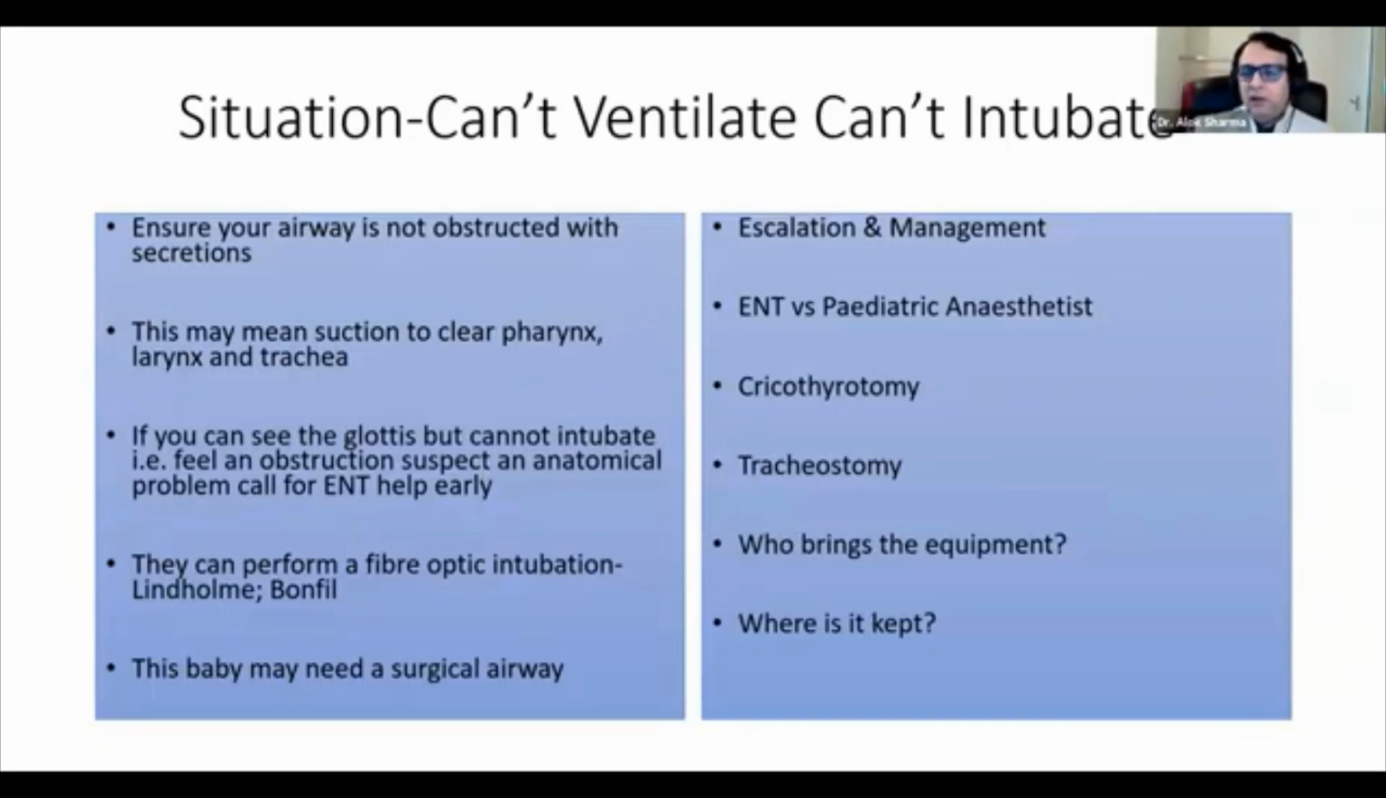But very rarely, you might get a baby who's got a structural airway abnormality like subglottic stenosis, or you might have a problem where a baby has got what is tracheal stenosis. Now, those are situations where even a fiber optic intubation might not help. And the only thing that will save a baby in situations like that is a surgical airway. So our escalation strategy in our hospital is we default to ENT because they can do both. They can help us with the fiber optic intubation. They can do a tracheostomy.